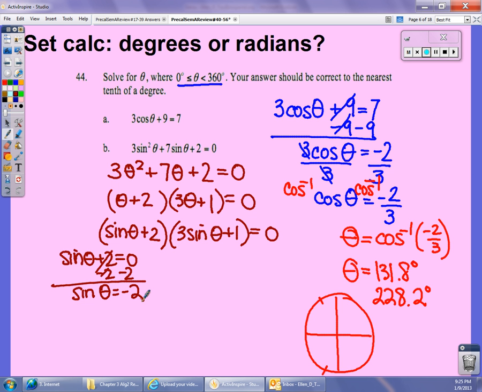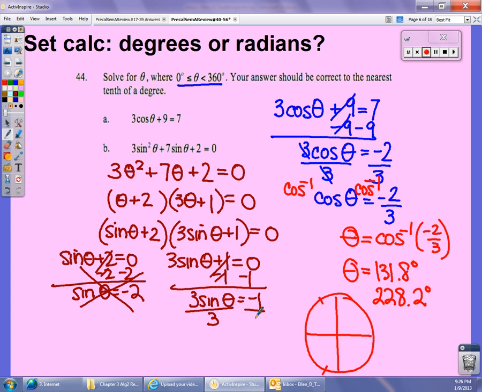Now the question is, does sine theta ever equal negative 2? And the answer is no. And the other part, 3 sine theta plus 1, we set equal to 0. Subtract 1 from each side. 3 sine theta equals negative 1. Divide both sides by 3, and we get sine of theta equals negative 1/3.